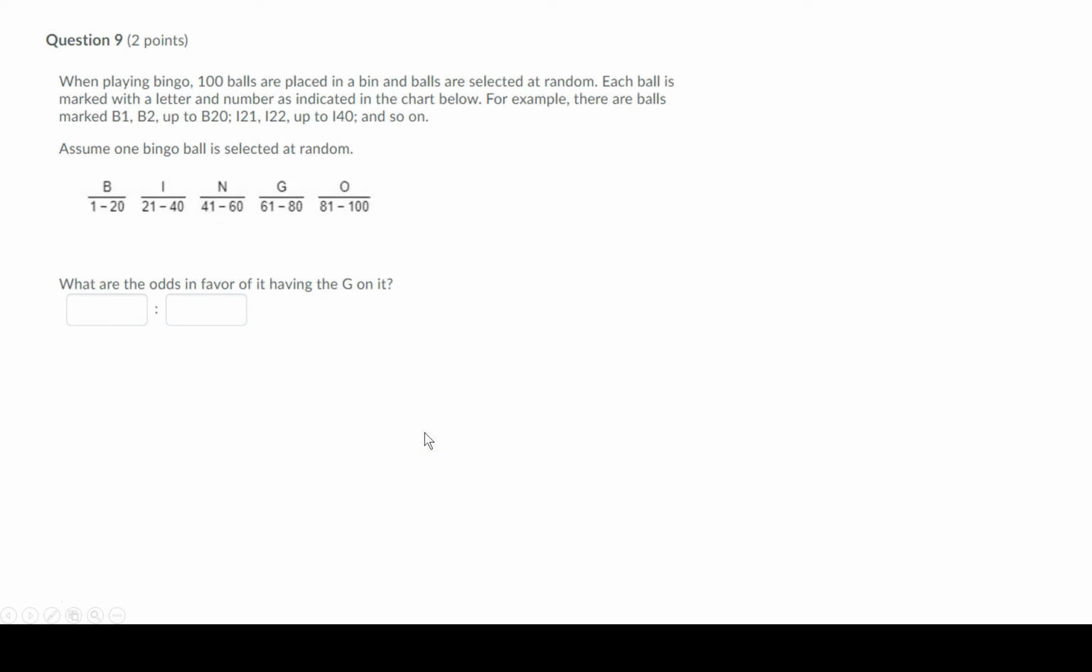Question 9. When playing bingo, 100 balls are placed in a bin and balls are selected at random. Each ball is marked with a letter and number as indicated in the chart below. For example, there are balls marked B1, B2 up to B20, I21, I22, up to I40, and so on. They're showing all these things here. So we have 100 different bingo balls, and one is selected at random. What are the odds in favor of it having a G on it? Basically, there are 5 groups here. Each one has 20 balls in it.